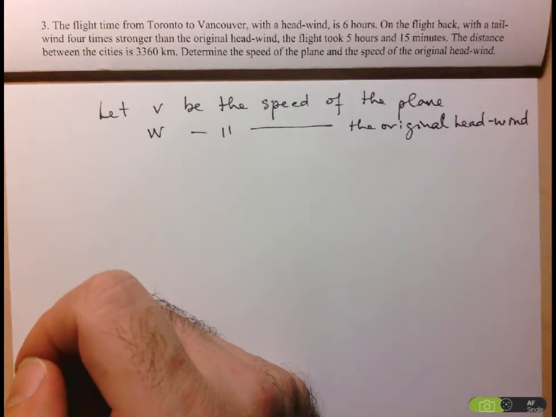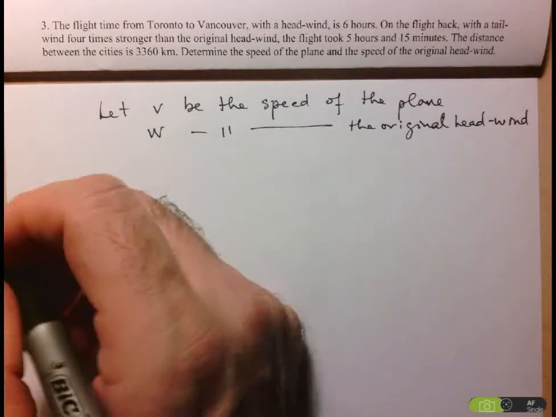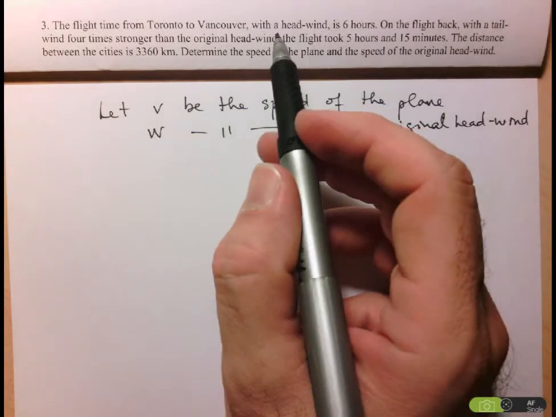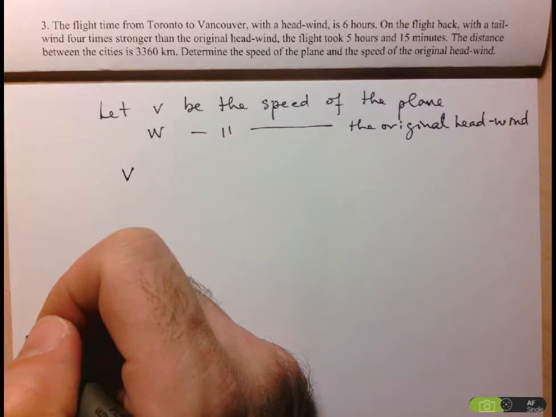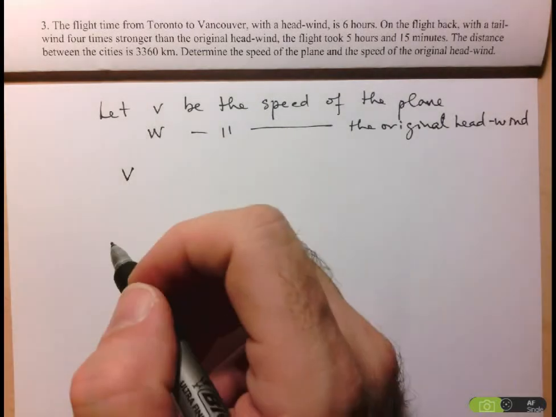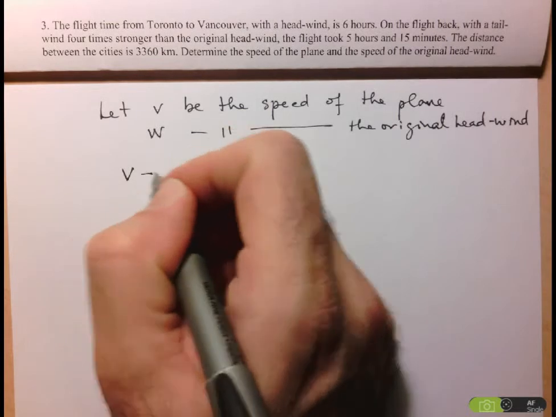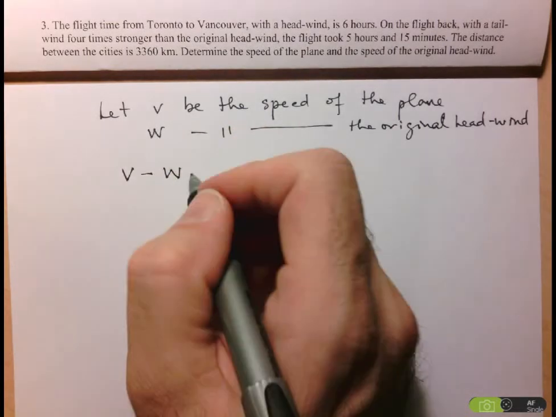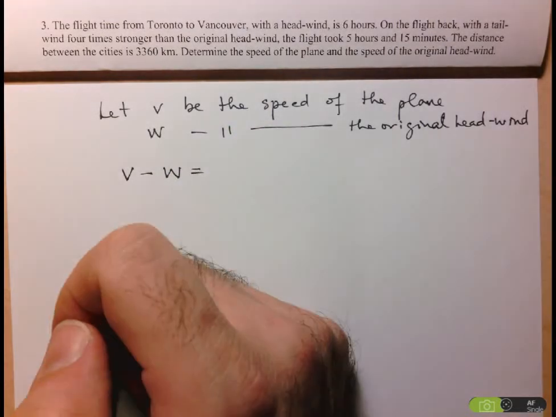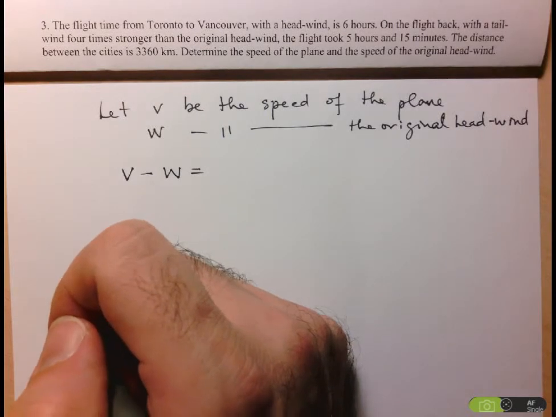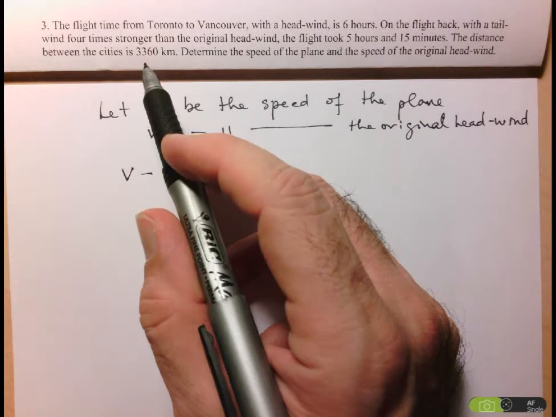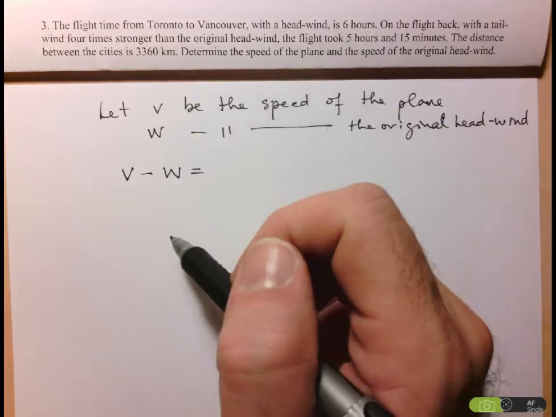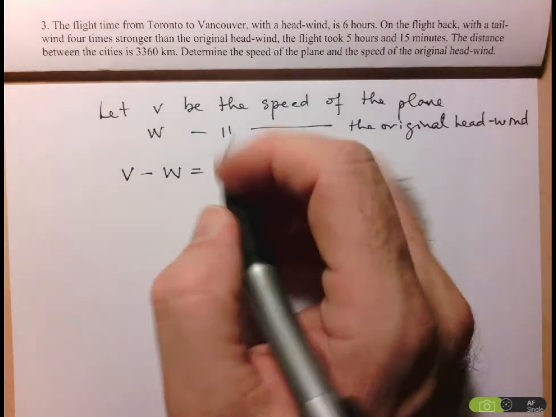Okay, so now let's start by writing an equation. So let's start with the first scenario with a headwind. If we take the speed of the plane, the actual speed will be lower by exactly the amount of the headwind. So we're going to subtract the speed of the headwind, and that'll give us the actual speed the plane is moving at. But we know that the distance is 3,360 kilometers and that it took 6 hours, so we can determine that speed by dividing distance and time.